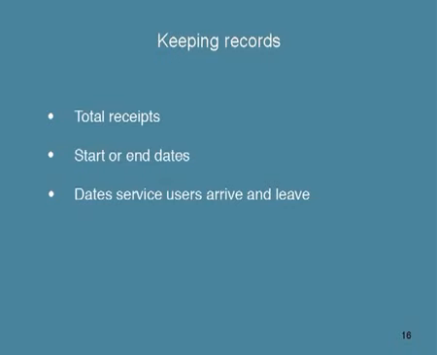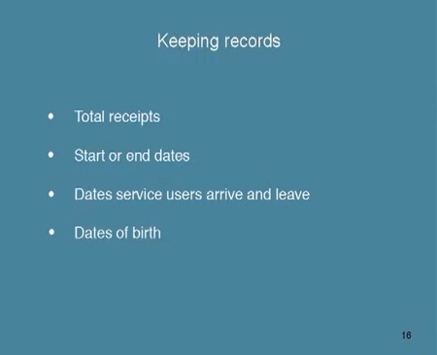If you started or finished being a Shared Lives carer during the year, you need to work out how much of the fixed amount you can use. Keep a record of your start or end date as a Shared Lives carer. To work out the number of weeks you care for each service user, the dates service users arrive and leave must also be recorded. If you care for children, keep a note of the date of birth of each child.